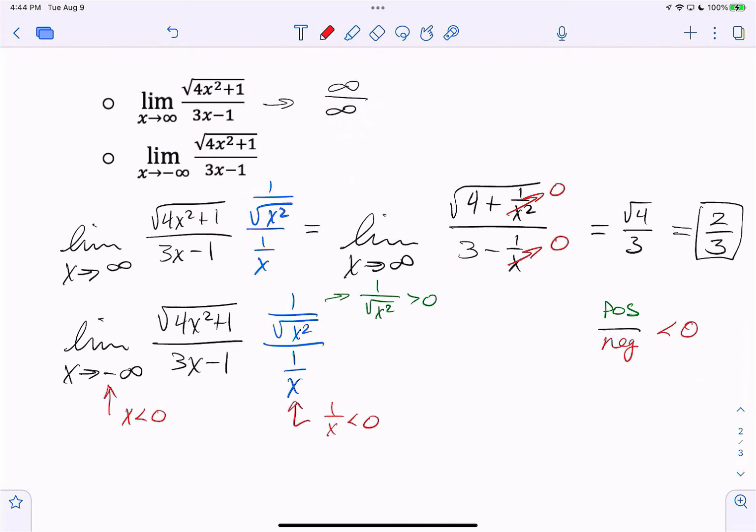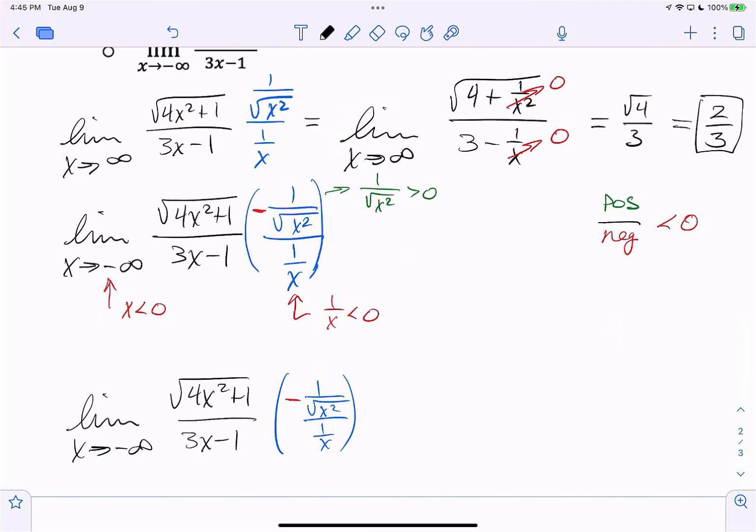So how do I fix this? Well, the denominator is negative, right? 1 over x is negative. So let me just make the numerator negative by introducing a negative symbol, right? So the negative of 1 over the square root of x squared is now negative. And now I have a negative numerator and a negative denominator. Now we're multiplying by 1. Now let me clean this up a little bit. And the rest is going to go pretty much like before.